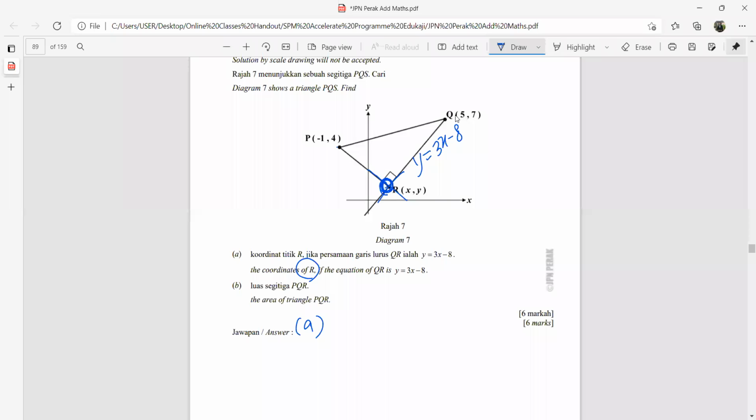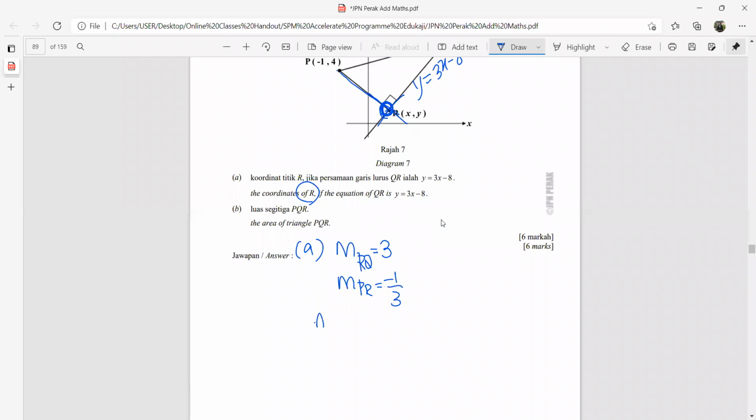Okay, so the gradient of PQ is equal to 3. This is RQ. So the gradient of PR equals negative 1 over 3. You need to find the gradient and the point to solve the equation, right? At point P, negative 1, 4, you have to understand y minus y1 equals m times x minus x1 to solve the question.